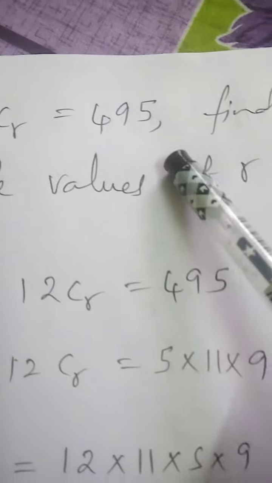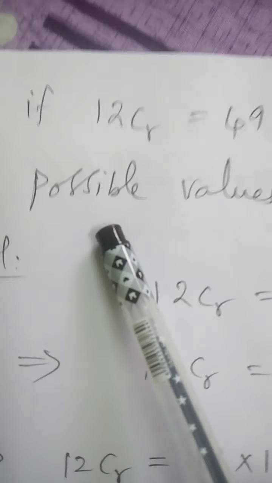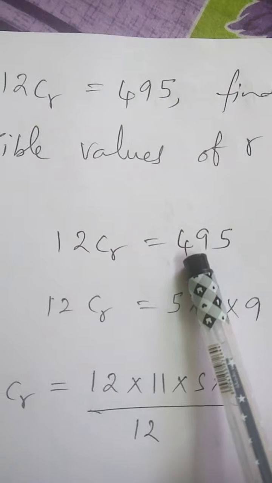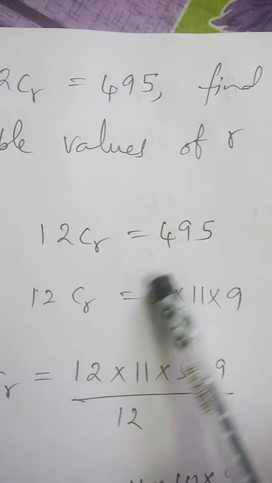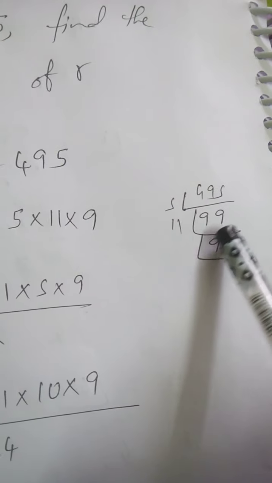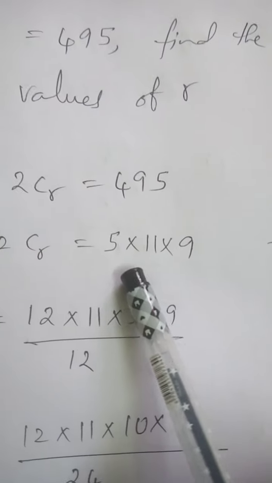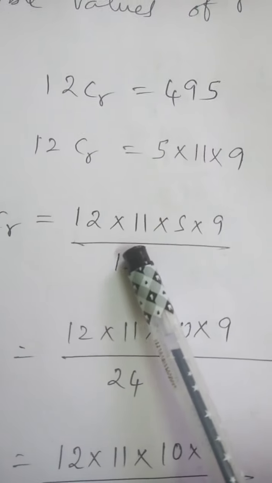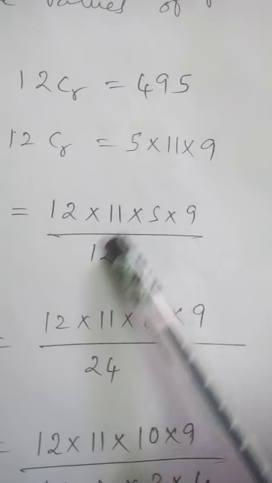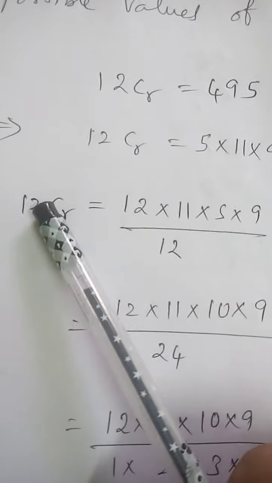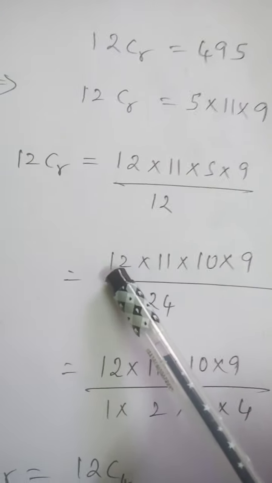If 12CR is equal to 495, find the possible values of R. So 12CR is equal to 495. I can write 495 by prime factorization: 5 into 11 into 9. So 12CR is equal to, I can multiply and divide by 12, so 12 into 11 into 5 into 9, because 12CR we have to write in terms of 12 only.